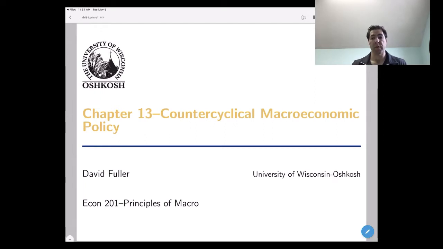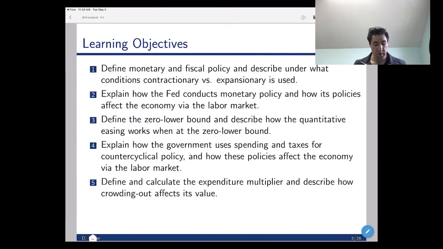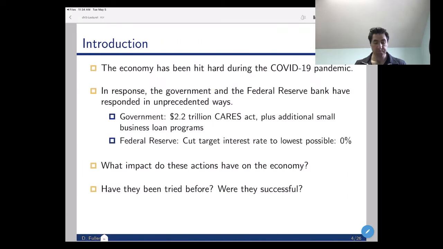And so now the next natural question is, well, what, if anything, can we do from the policy perspective to counteract the effects of, let's say, a recession or inflation via an expansion? And that's what we're going to look at in this chapter. So we've got our learning objectives here, 5 of them, and just kind of a brief introduction to the topic.